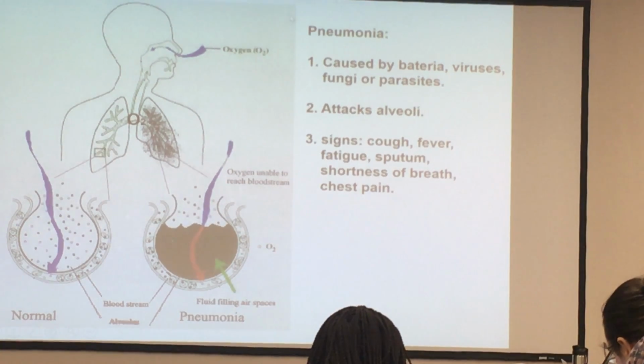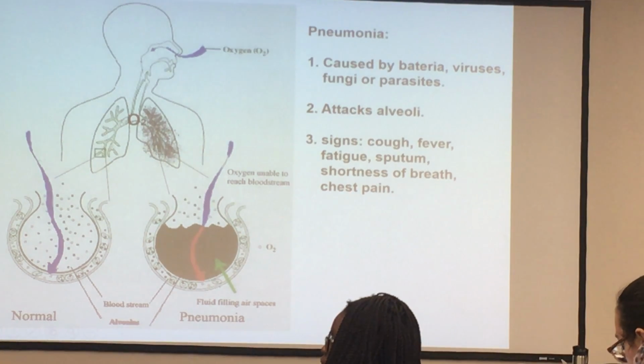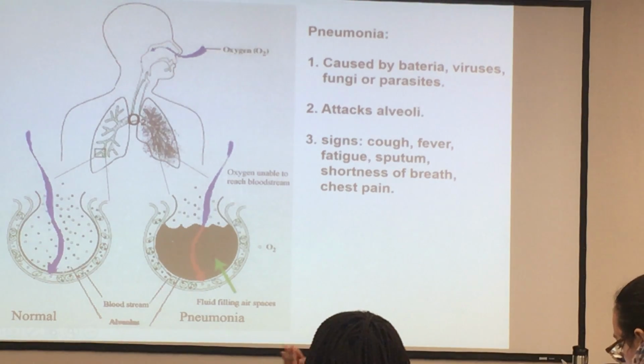Let me tell you more about pneumonia. I copied this from another textbook. The left-hand side shows you the normal case. The spots here mean air, oxygen or CO2. They can directly touch the borderline of the alveolus and exchange through the blood vessel capillary.